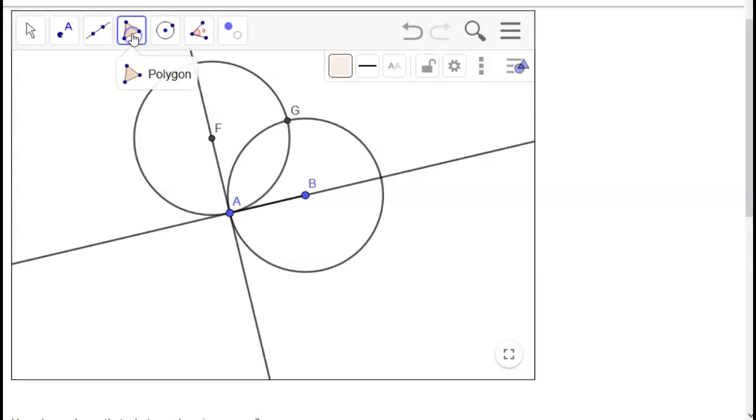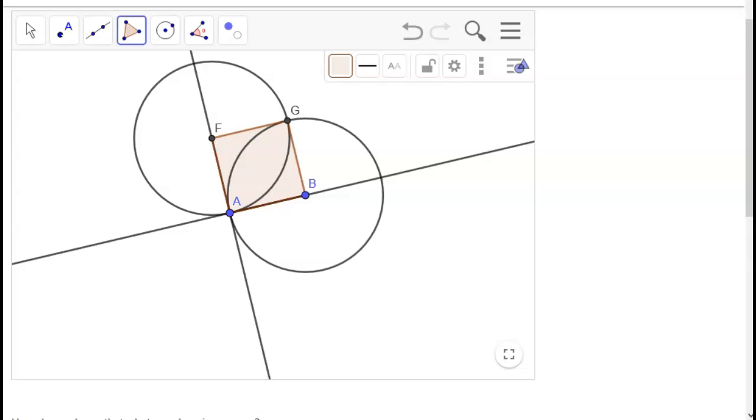So when I take my polygon tool and I create this polygon, if I were to measure all of those angles, then you could see that that would be 90-degree angles, and all four of those sides would be congruent, which means that they are the same length.